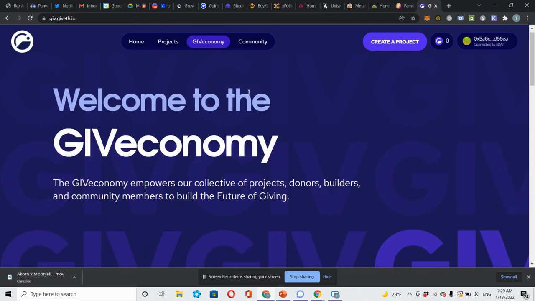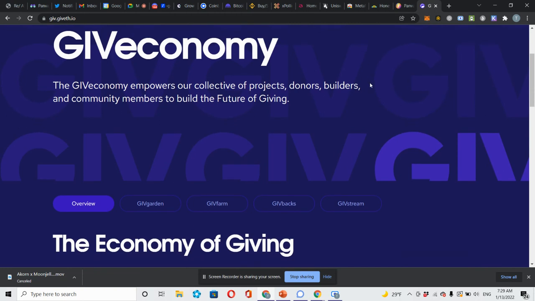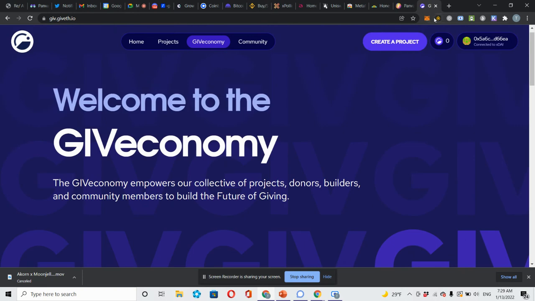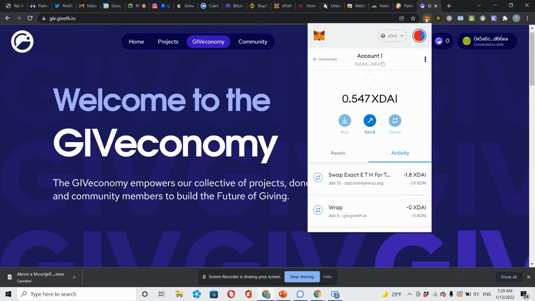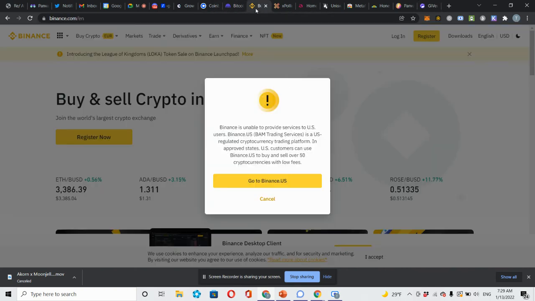Again, from Giveth, to get it to a fiat currency, which is usable for your organization, you would take out your money into your MetaMask and then go to the centralized exchange like Kraken or Binance. And there is where you would have your bank account set up so that you're able to withdraw it into fiat.